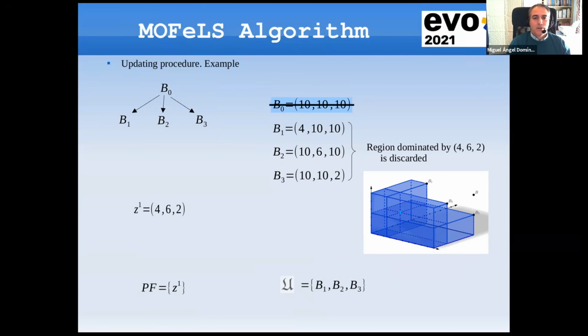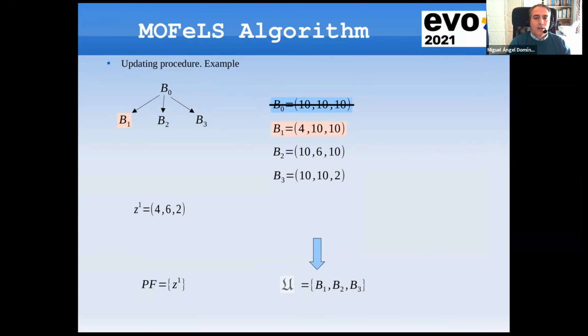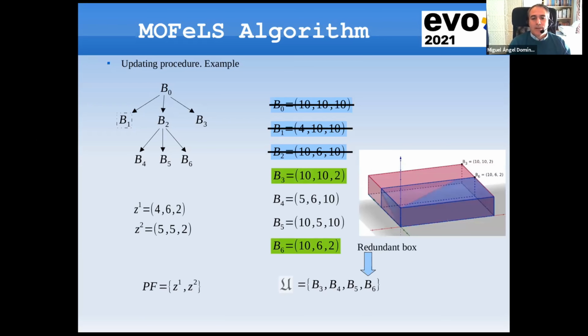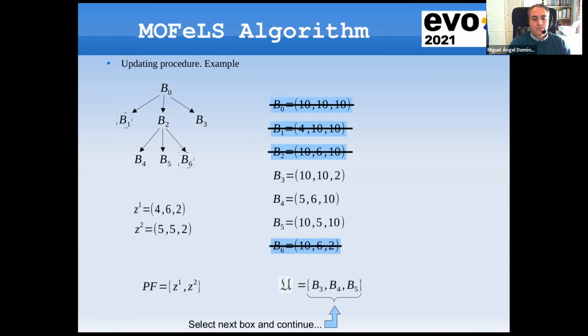Now we select next box, for instance, B1, and suppose that this region is empty. There is no solution in that region. So we discard it and we select the next one. Suppose this is B2, and we obtain the solution 552. We split this box into 3 new boxes, B4, B5, and B6. But in this case, we can observe that box B6 is dominated by box B3, which means that each solution found by B6 can be also found by B3. So B6 is redundant, and we can eliminate that box. Then we select next box and continue with the algorithm.